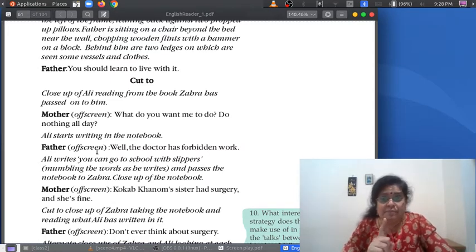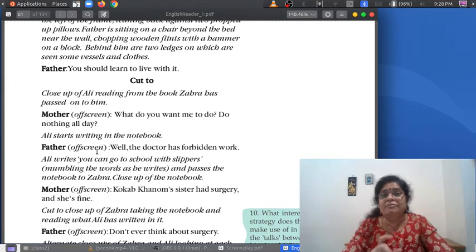When we read this, listen, we remind ourselves that the father and mother are not seen there. Only their sounds are heard.